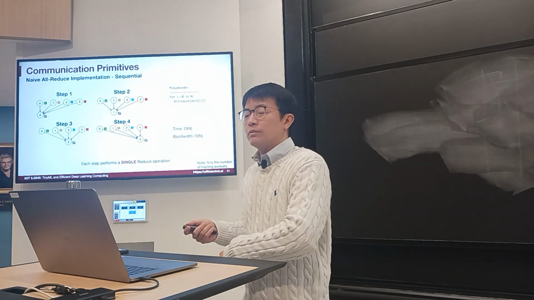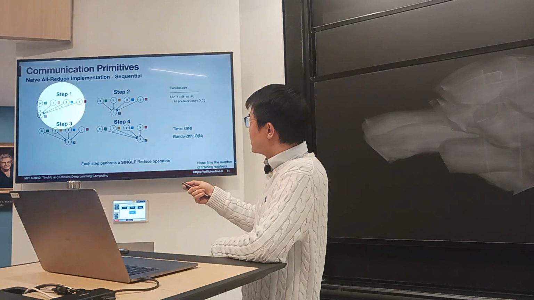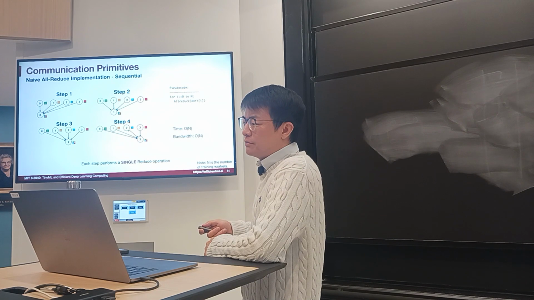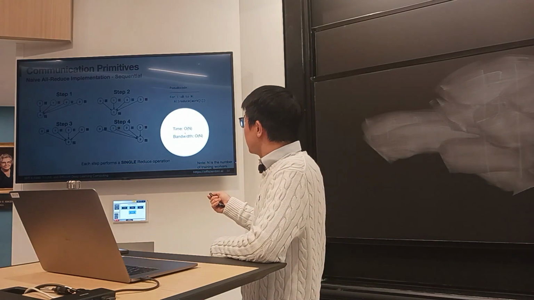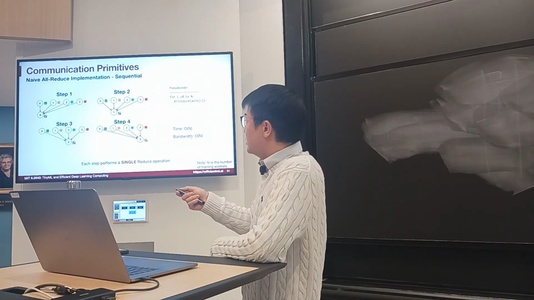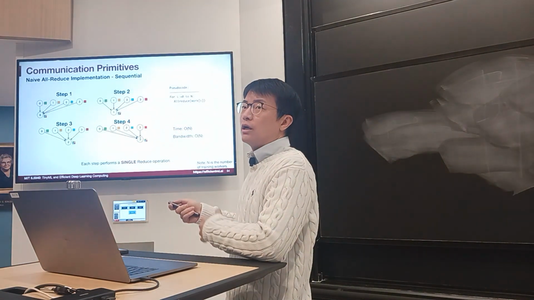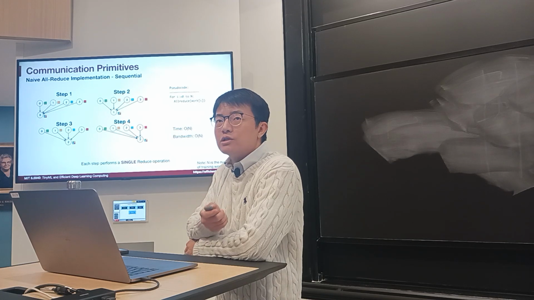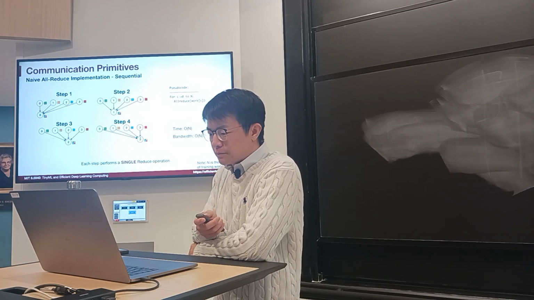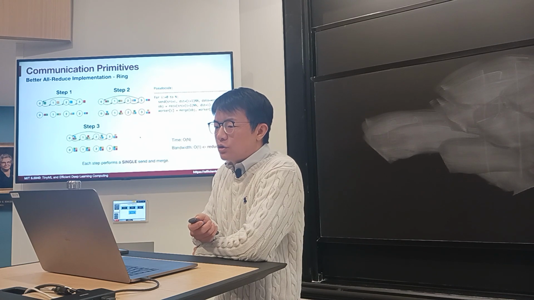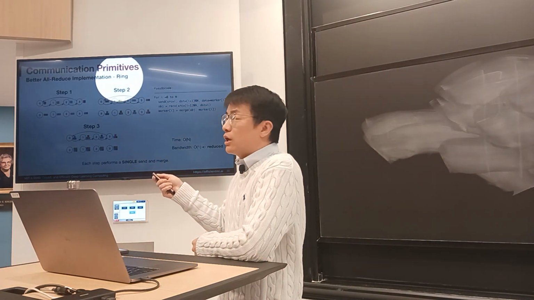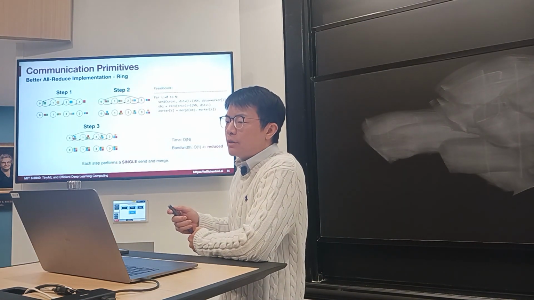So what is the time complexity? Actually, that's O(n). They're sequentially doing the reduction. So time is O(n). What about the bandwidth? It's also O(n) because each worker requires receiving the data from all the other workers. So both the time and bandwidth are O(n), which is not good. So can we do better? We can do a better all-reduce operation by using ring all-reduce. What does that look like?